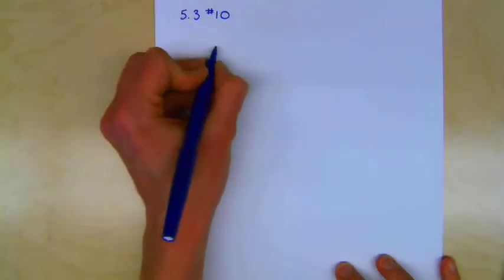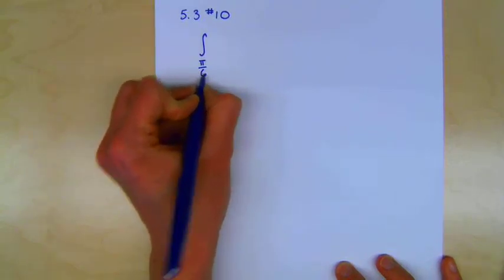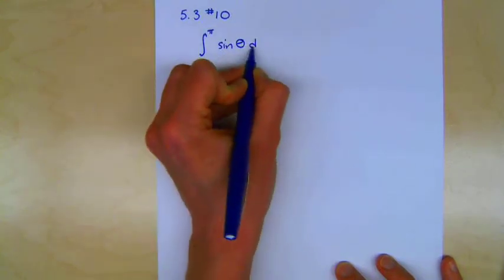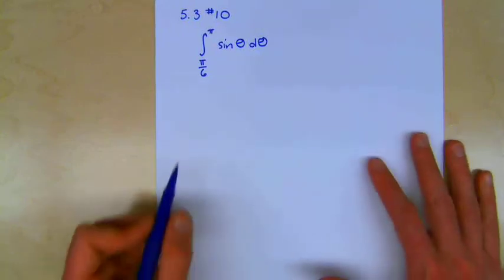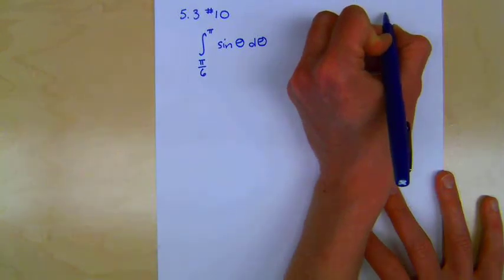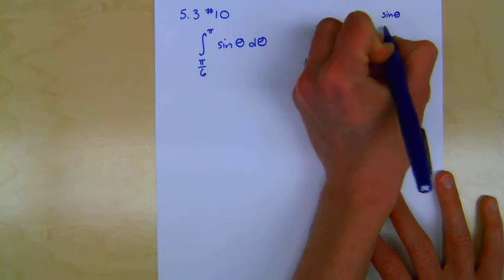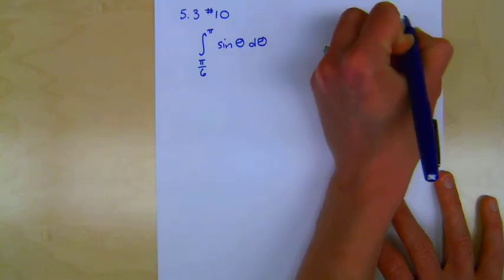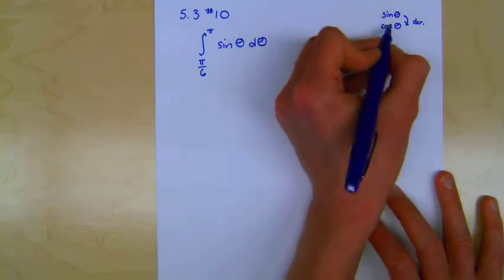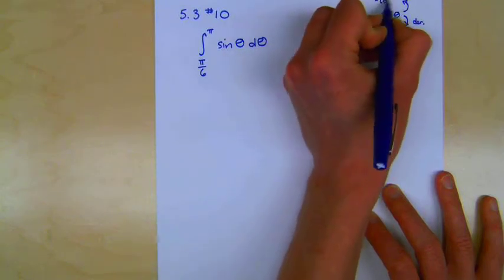So here we're asked to evaluate, the way that mine is written, the integral from pi over 6 to pi of sine of theta d theta. What I always do, maybe this is helpful for you or not, is think of taking the derivative of sine gives me cosine. That's my forward direction, taking a derivative. And so when I go backwards, my antiderivative is going to give me negative cosine.